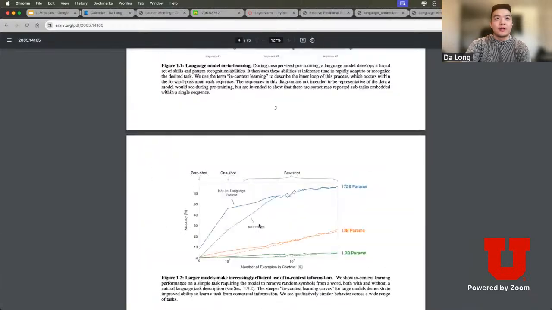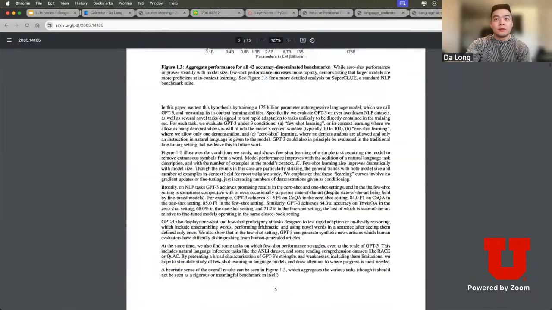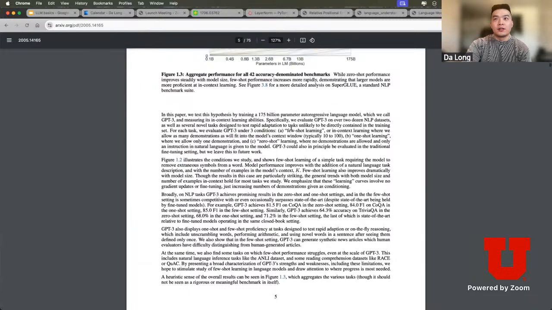And in this paper, they define zero-shot and few-shot learning. Few-shot learning means that when you give the model a prompt, you give some examples. And then when the model is doing the completion, it can follow the pattern of the examples you gave, and it will answer the question. One-shot learning means you give the prompt just one example. Zero-shot means you don't give an example, you just directly ask the question, and then the model tries to complete.